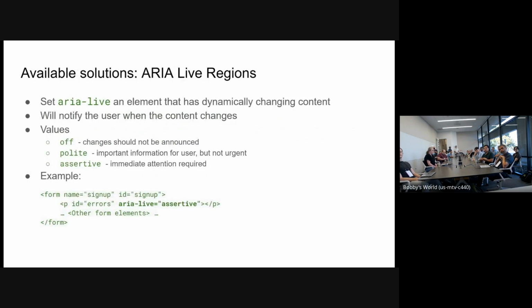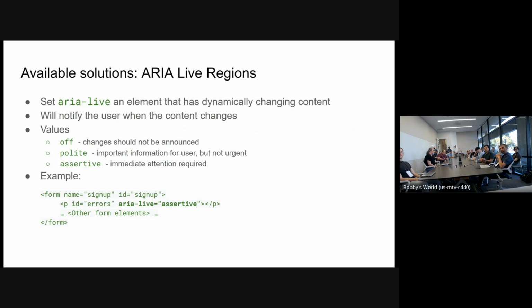There's one currently available tool authors have to notify users of state changes today, and it is something called ARIA Live Regions. ARIA Live can be set on a dynamically changing element, and when the state of that element changes, the AT will notify the user. The possible states it can take are off, which means the change should not be announced; polite, which means that there's important information for the user, but it's not urgent; and assertive, which means immediate action needs to be taken by the user.